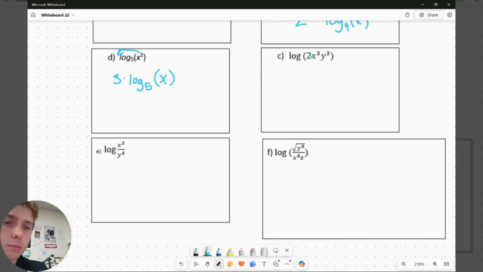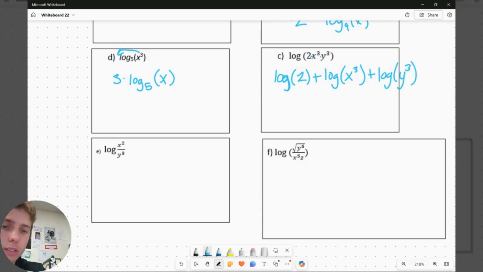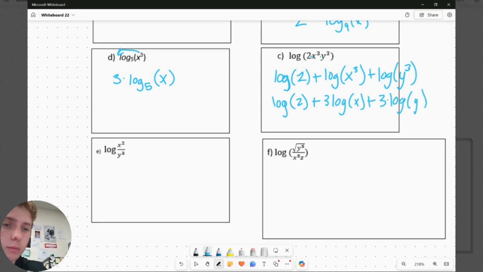Looking at C, I see there's multiplication, so I can separate the multiplication with addition of separate logs. So I could have log. Notice it's a common log, so the base is 10 technically. So log of 2. That would have to get added with another log of x to the third, which gets added with another log of y to the third. But some of those have exponents, so we need to deal with that. Move those exponents to the front of their respective parts, where the 3 is multiplying with both those logs, and now you have your expanded form for C.